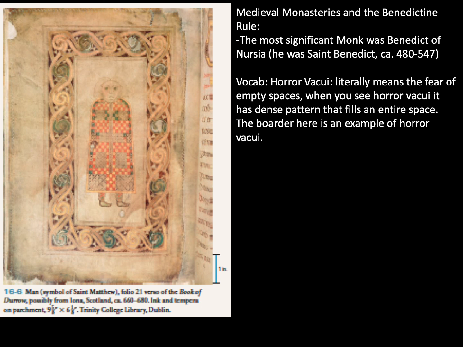Most of the monasteries at this point are Benedictine models. The most significant monk in this time period was Benedict of Nursia. He is the monk that we refer to as Saint Benedict. He lived from 480 to 547 and believed that the corruption of the clergy caused an increasing worldliness of the church.